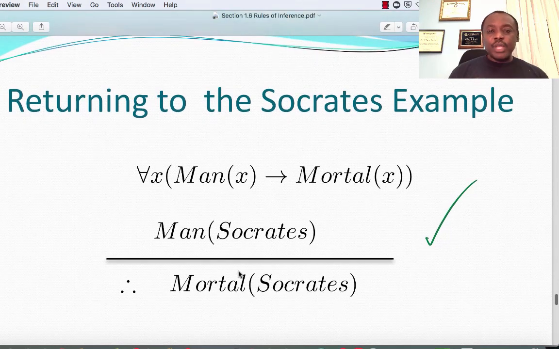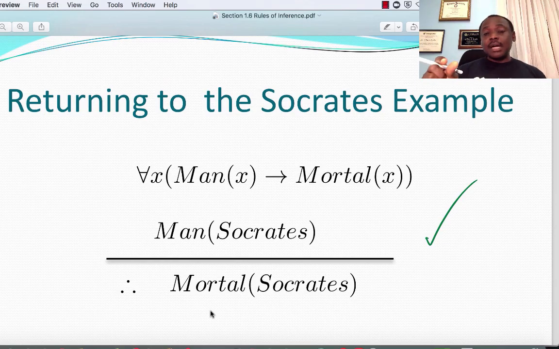Okay, so if we go back to our Socrates example, it's very obvious. For every X, if X is a man, then X is mortal. Socrates is a man, therefore, by universal instantiation, we can conclude that Socrates is mortal, which of course, if you break that down into arguments like Kenneth H. Rosen would do, you go from general to particular and then you apply modus ponens, you still come up with the same conclusion: Socrates is mortal.